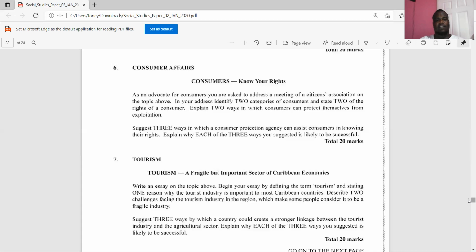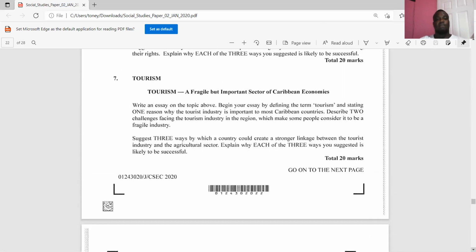Next part of the next question, sorry, the final question on the exam paper is on tourism. I usually encourage my students to do tourism because tourism is usually the easiest question. You don't have to know a lot of information about tourism in order to answer this. It is pretty easy. All right, write an essay on the topic above.